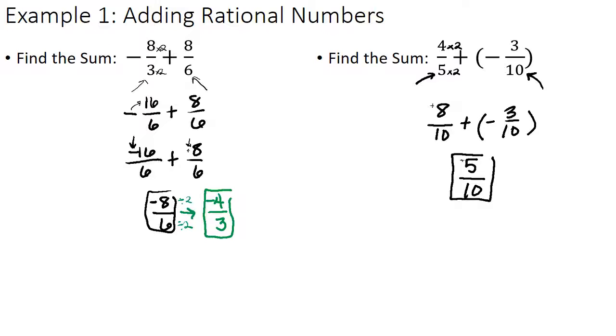And again, we do need to simplify this answer, and so we can try and figure out what goes into both 5 and 10. So we can divide the top by 5, we can divide the bottom by 5, and we can simplify this down to 1/2. So our final answer is going to be 1/2.